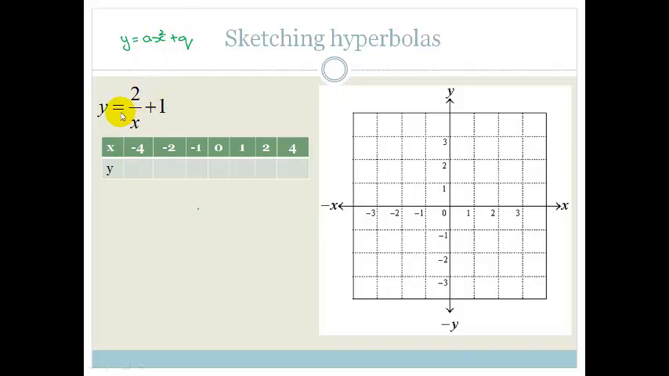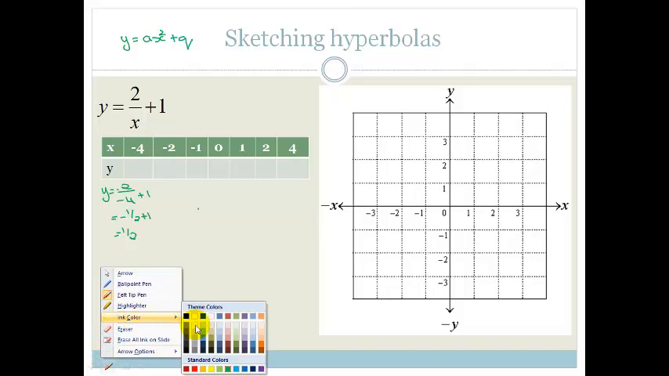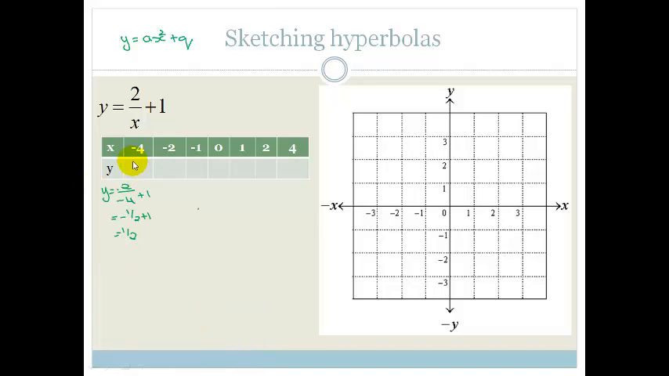But now we need to plot the points. Okay, so again, we're going to go y is equal to 2 over minus 4 plus 1, which is minus a half plus 1, which is just a half. Okay, and obviously I don't want green on green. So let's change the color. Okay, so it's going to be a half.